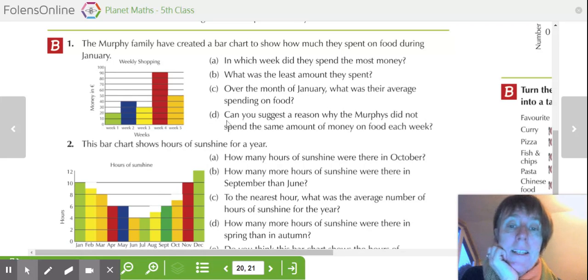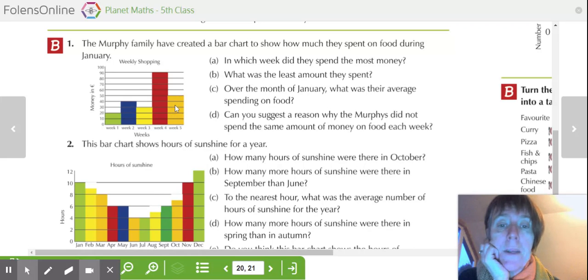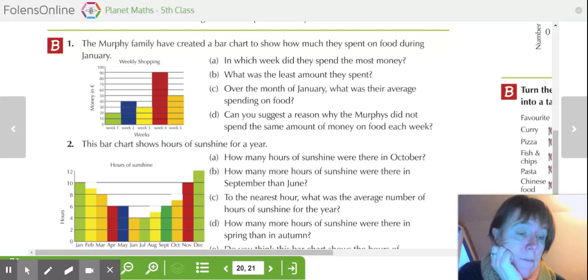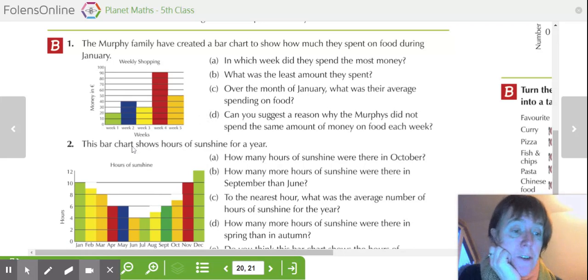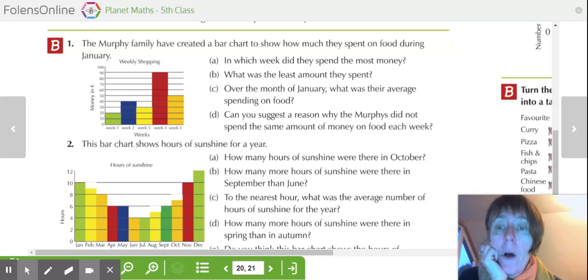And then D, can you suggest a reason why the Murphys did not spend the same amount of money on food each week? Birthdays? Food left over from Christmas? I don't know, they didn't feed their children one of the weeks? Who's to say? I don't know. So that's our bar chart.